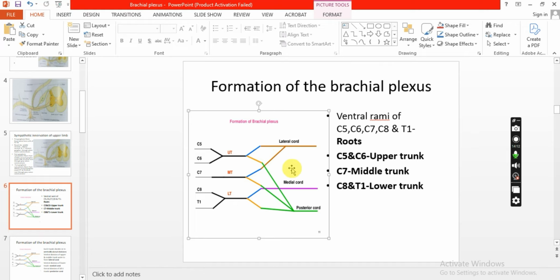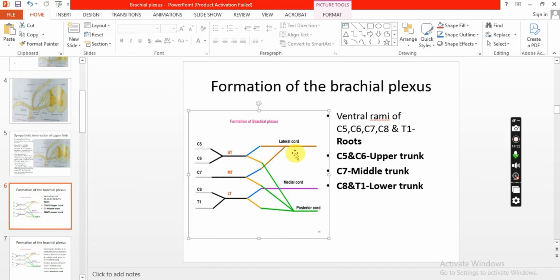Now the ventral division of the lower trunk continues as the medial cord. Now all the ventral divisions are over. What is left now? The dorsal divisions. All the dorsal divisions unite with each other to form the posterior cord.